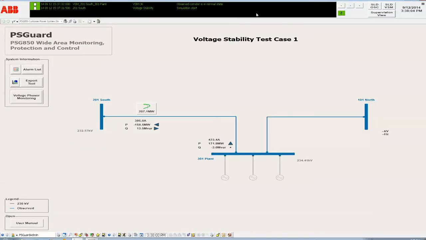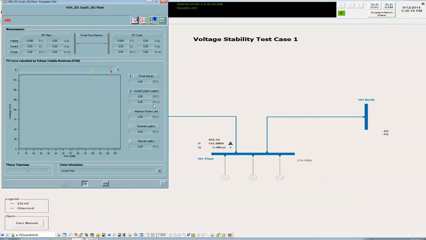PSGuard is not considered a tool for the analysis of synchrophasor data, but instead a wide area monitoring system for the real-time operation. As a supervisory system, it provides a single line diagram, access to real-time measurements and alarm lists, for example. From the single line diagram, the user can click on the respective button for the application.